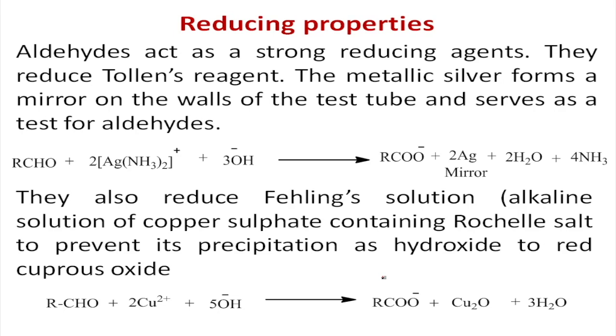They also reduce Benedict's solution, which is an alkaline solution of copper sulfate containing Rochelle salt to prevent its precipitation as hydroxide, to red cuprous oxide. Then an aldehyde in Tollen's reagent or Benedict's solution is reduced. So Tollen's reagent gives metallic silver, a silver mirror in the test tube, and the other solution gives red cuprous oxide. So this is an aldehyde determining test.